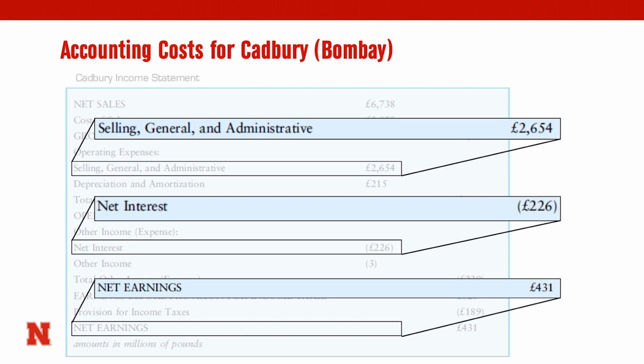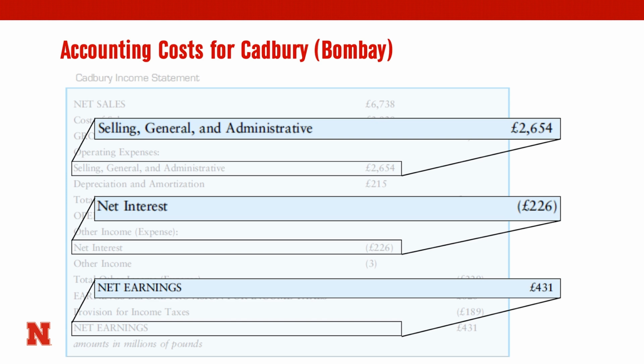A second type of expense that a company incurs, if it has, say, issued bonds and raised capital in the debt markets, is the net interest expense on its bonds. Bondholders purchase bonds from the company, and in return, the company agrees to pay those bondholders a fixed coupon or a fixed interest rate. In this case, the Cadbury income statement shows that the net interest expense was 226 million British pounds. That is the rate of return that the bondholders expect and that the company is obliged to provide.